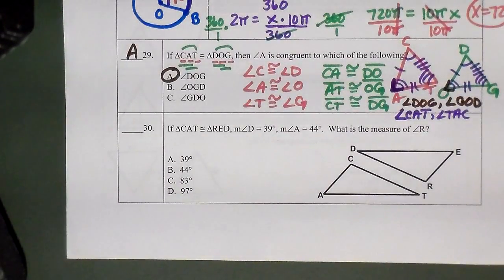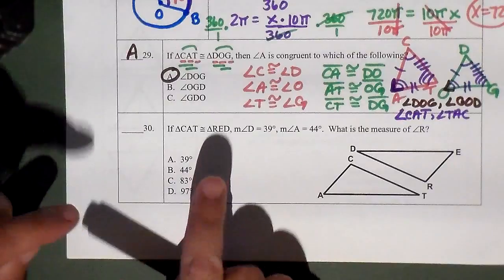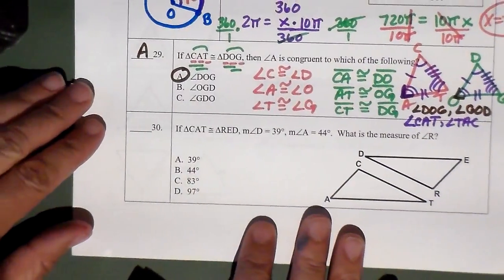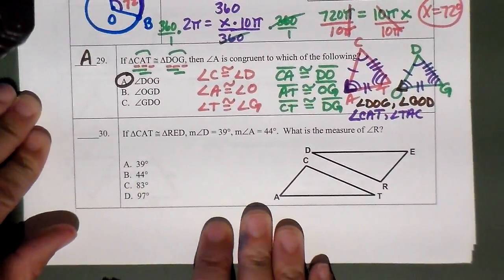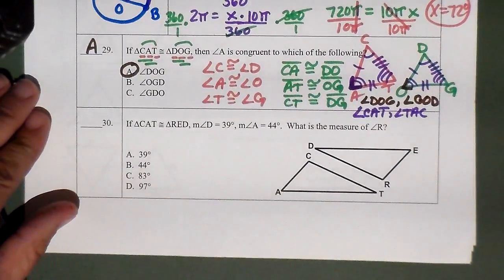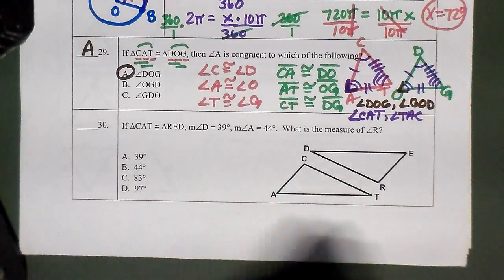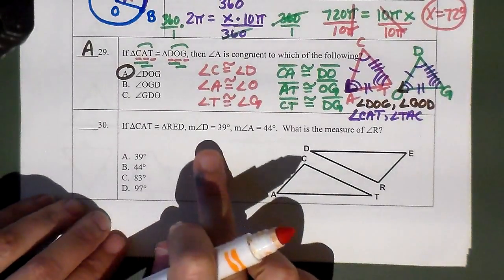So let's look at number 30. On number 30 we have CAT is congruent to RED. Again, we really went overboard on these names. I know it's really special that we have cat and red. If we had put them in the other order, it actually would say red cat. That's pretty deep. So anyway, I've got CAT and RED are congruent.